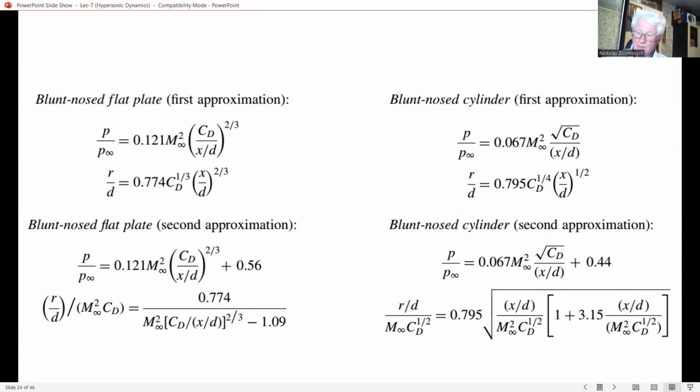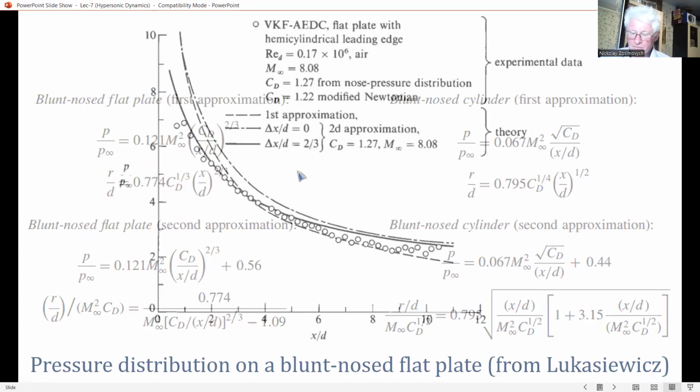Generally speaking, x is the distance measured from the nose in the flow direction. I hope you remember that the C_D coefficient is the wave drag coefficient of the nose. D is the plate thickness or cylinder diameter. And R, which we use here in this expression, is the value of Z at the shock wave.